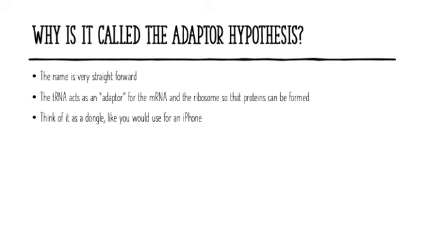The tRNA acts as an adapter for the mRNA and the ribosome by communicating between them so that the proteins can be formed. It is similar to how a dongle for an iPhone works. The dongle communicates between the newer iPhones and the older set of earbuds so that they can continue to work together.